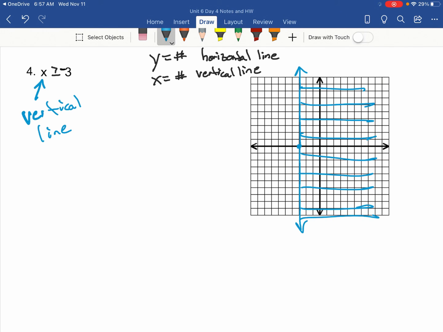Okay, so you can test one here, a test point. Again, I want to choose 0, 0. X is 0, Y is 0. Well, there's no Y here, so is 0 greater than or equal to negative 3 is all I'm looking at. Yes, it is. So we did it right.